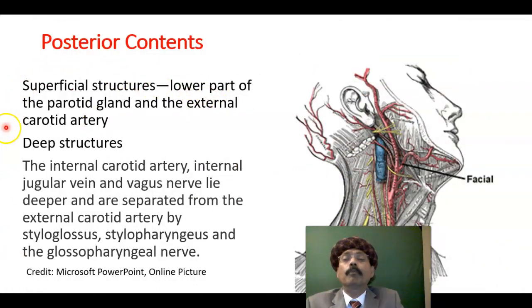Posterior content, lower part of the parotid gland. So the parotid gland is separated from the submandibular gland by the stylomandibular ligament, and we have the external carotid artery that is also a content. External carotid artery is a branch of the common carotid artery. We have deep structures: the internal carotid artery, the vagus nerve, and also the internal jugular vein.